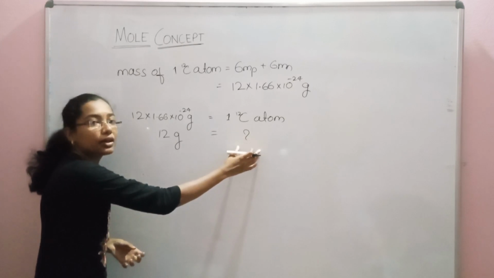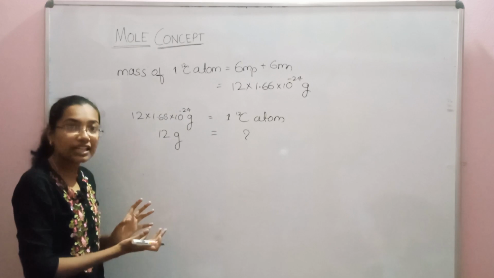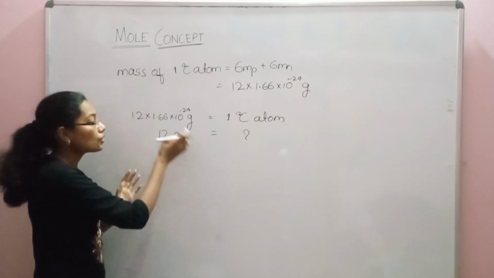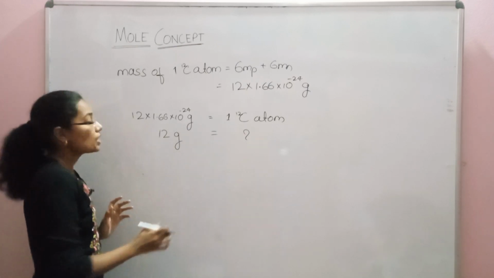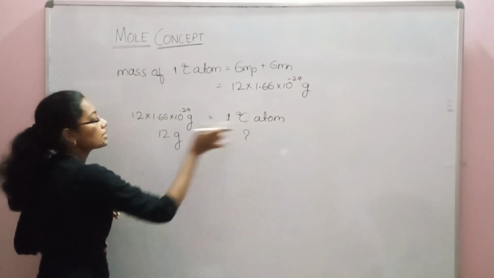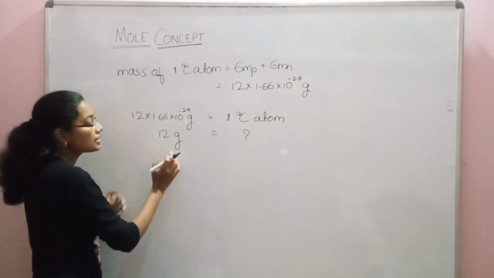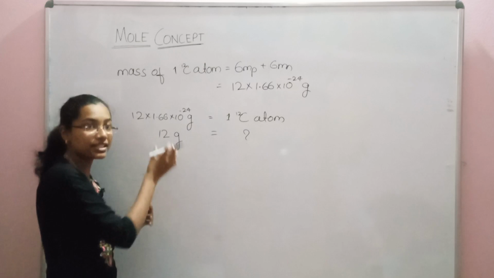We don't know the number of atoms present in 12 grams, because 1 mole is equal to the number of atoms present in 12 grams. So now we have to calculate the number of atoms present in 12 grams. This is the mass of one carbon atom, and this is 12 grams. So we have to calculate the number of atoms present in these 12 grams.